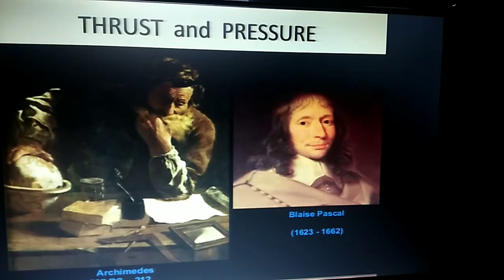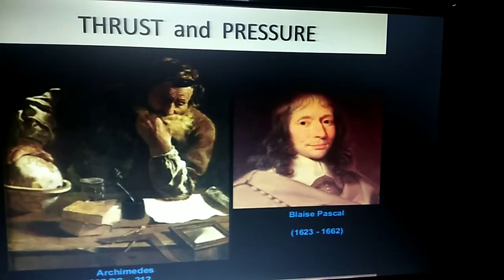Now we are going to deal with the laws of flotation. What do you mean by thrust and pressure? Till now we have studied the deductions of Newton and Kepler. Now we are going to learn about Archimedes as well as Blaise Pascal.